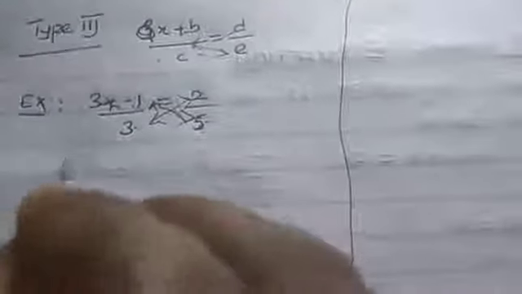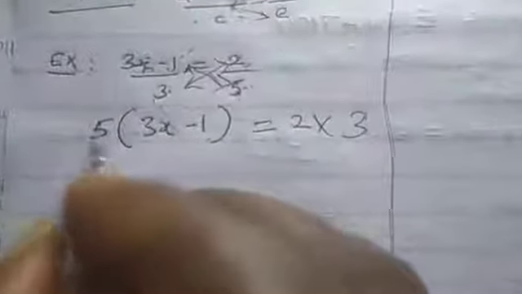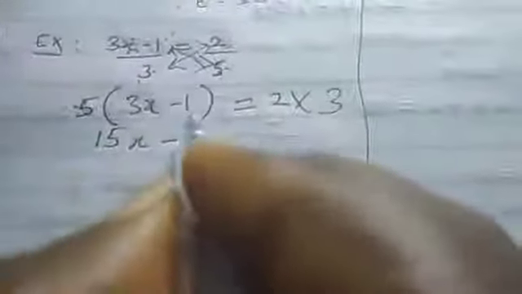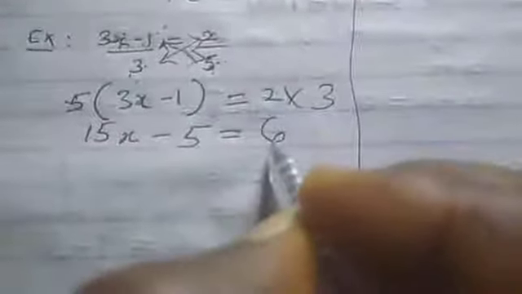So let's write it. Starting from this, I'll say 5. Instead of that times, I'll use a bracket because I have two things here. That is 3x minus 1. Then equal to this, we multiply this, 2 times 3. Now this simply means that I should use 5 to multiply everything in the bracket. So that we have 15x, 5 times 3 is 15x, minus 5 times 1, that is 5, equal to 2 times 3, this is 6. So this one now leads to our type 2.